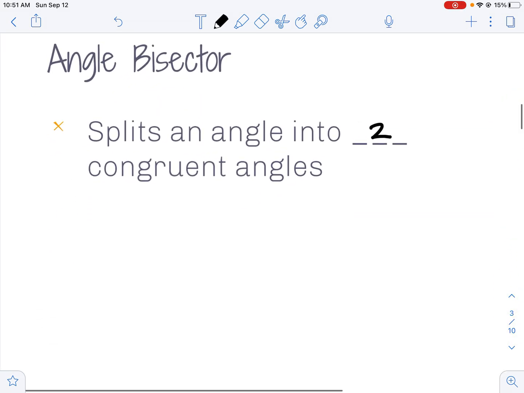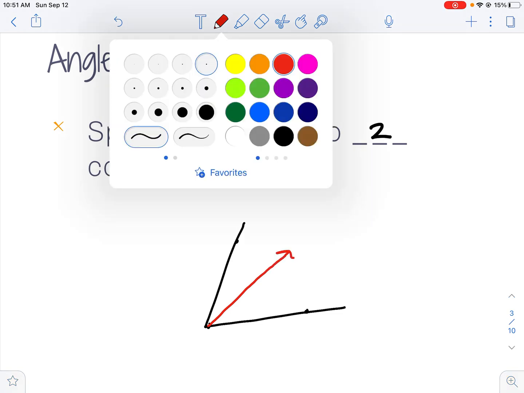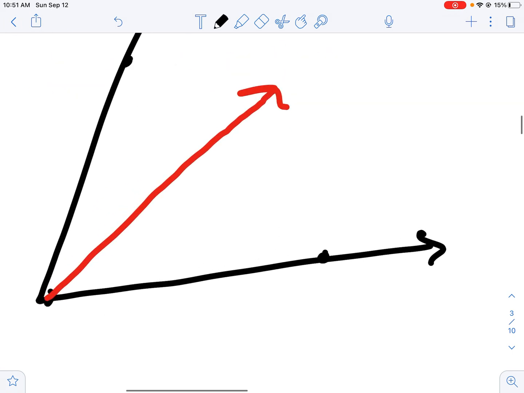My angle bisector is going to split an angle into two congruent angles, so two angles that are the exact same size. So if I have an angle like this, my angle bisector is that red line coming through and splitting that angle. And the way that I show that the parts are congruent is with little baby arches.